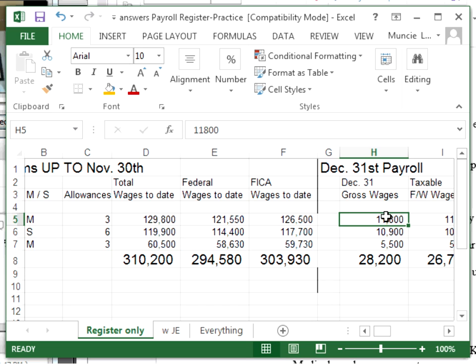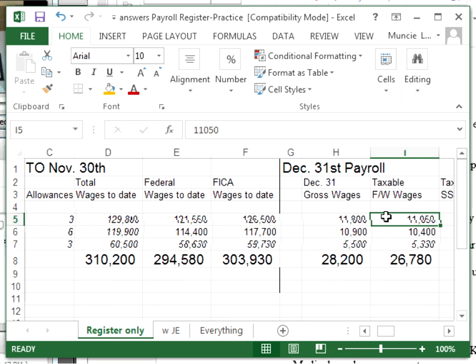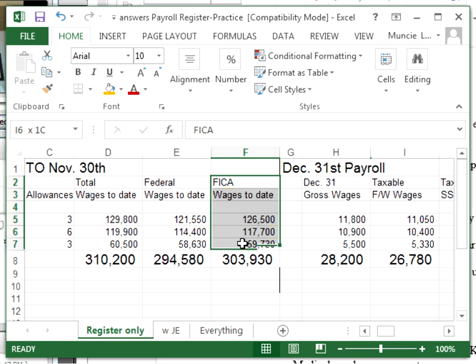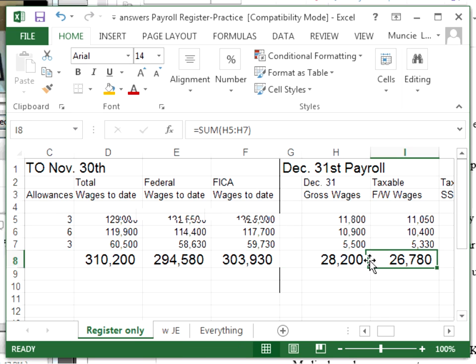Now we're going to do just this payroll. How much money have we earned just for the month of December? This is basically just using what we just did, using those same numbers. So instead of doing it times 11, the 11,050, just put 11,050 here. Same all the way down. The only difference is I'm going to break up this FICA column into two columns, Social Security and Medicare.